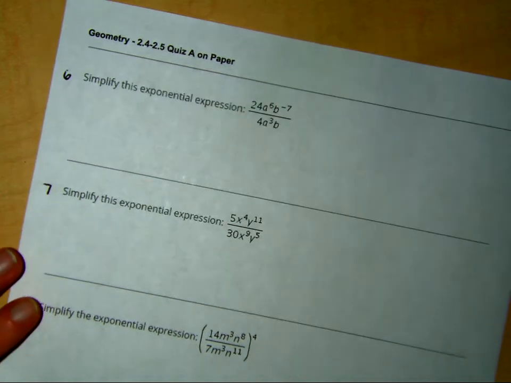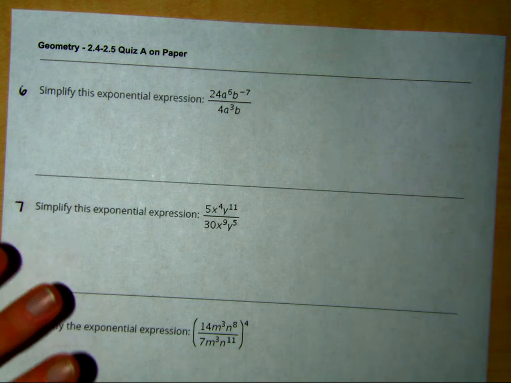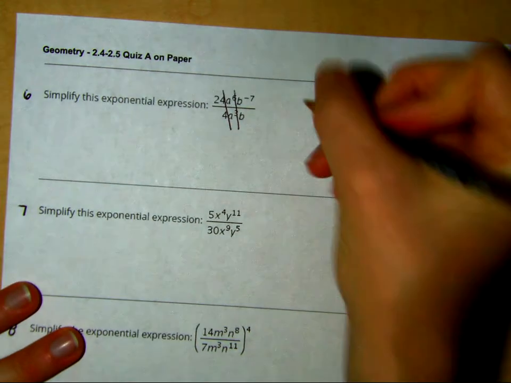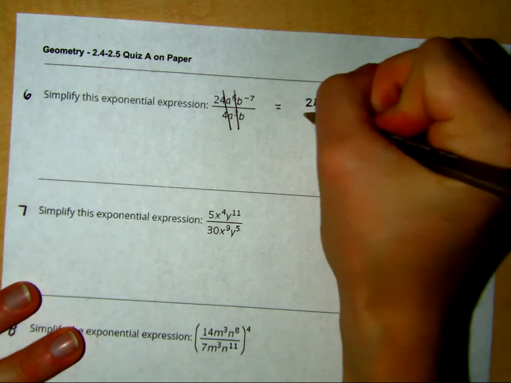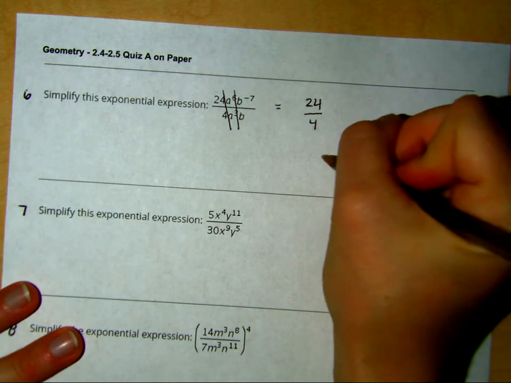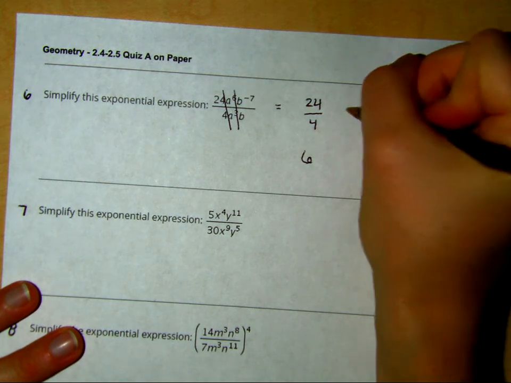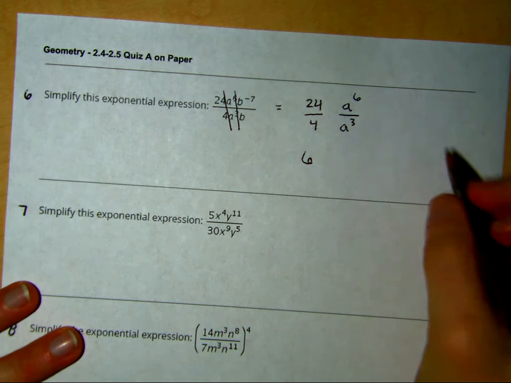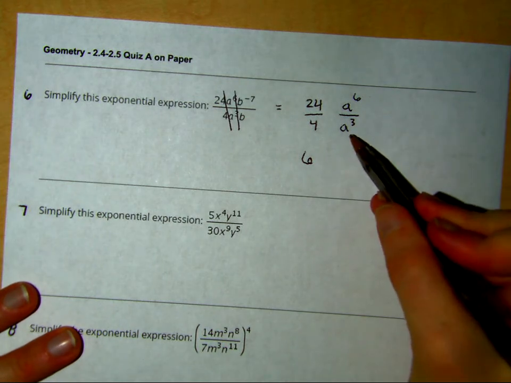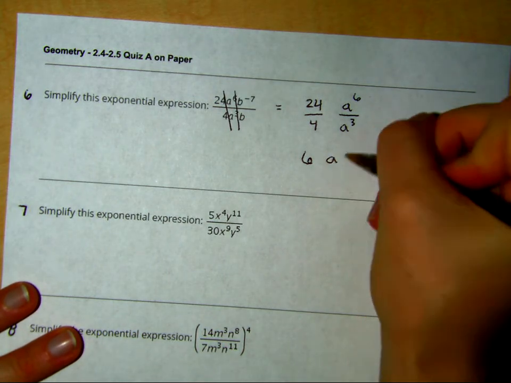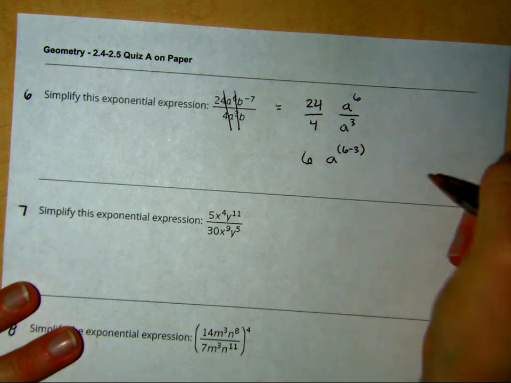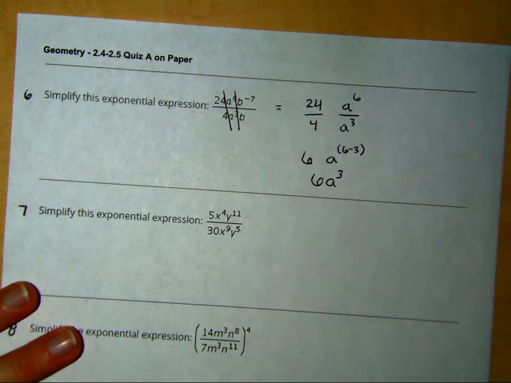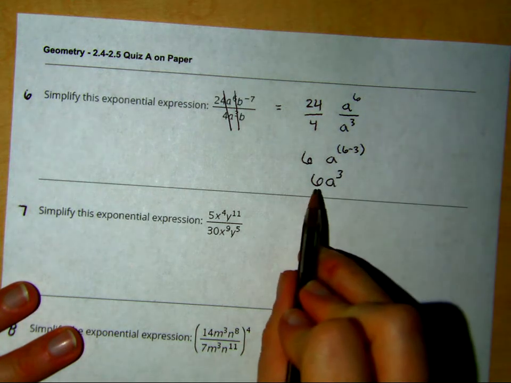Number 6, we are again dividing. Okay, so we want to separate our terms. Okay, and we're going to first start with dividing 24 divided by 4, which equals 6. And then we're going to divide a to the 6 divided by a to the 3rd. When we divide like bases, we subtract the exponents. So we have a to the 6 minus 3, which equals a to the 3rd. So I can bring the rest of this down. So this is our answer so far, 6a to the 3rd.